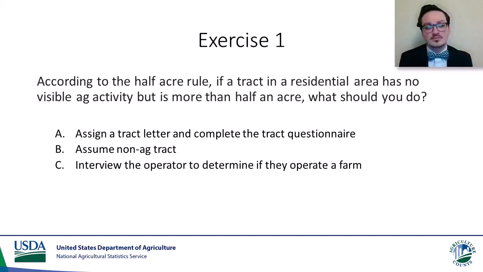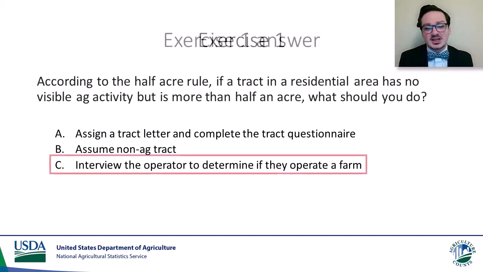The correct answer is C, interview the operator to determine if they operate a farm and complete the screening form. Let's make sure to remember the rules for the half-acre rule. If there are visible signs of agriculture, you'll assign a tract letter and complete the tract questionnaire. Now, if there is no visible ag activity and it is under half an acre, we can go ahead and assume a non-ag tract. And for tracts that are larger than half an acre with no visible land activity, we will still need to interview the operator to determine if they operate a farm.